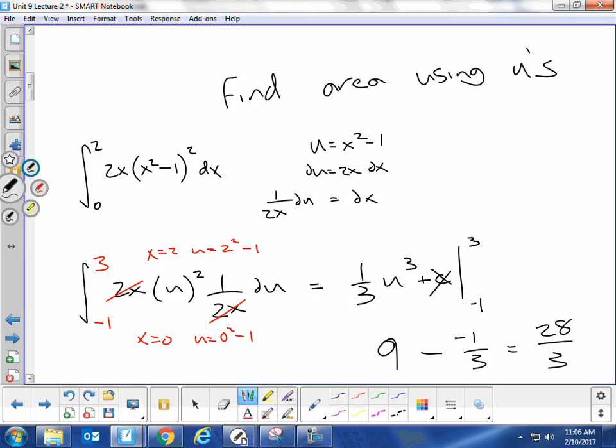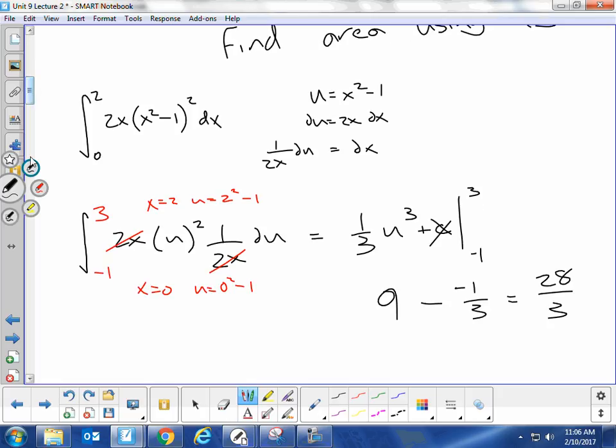So this is good. We got 28/3. That's the correct answer, and I didn't have to switch back to x's. Now you're probably saying, but why do that? Why not just switch back to x's and go 1/3 (x squared minus 1) cubed from 0 to 2? Well, you're going to get the same answer anyways.